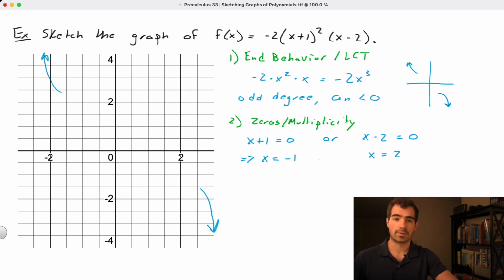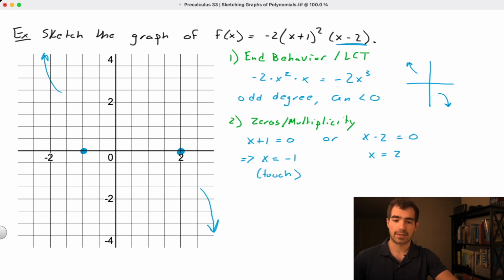And so if we go ahead and plot those points, we'll have x equal to negative 1, an x-intercept here, and then x equal to positive 2, an x-intercept here. And beyond that, the multiplicity of those roots will tell us the behavior of our function at those points. So first, looking at x plus 1, that's this intercept here. We know that that's being raised to the second power, which is an even multiplicity, so it's going to have to just touch and turn back.